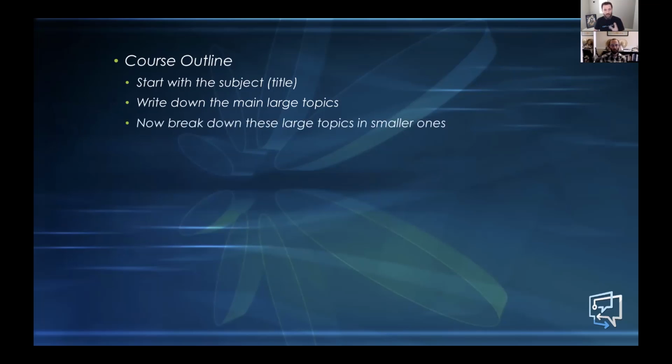So we start obviously with the subject. It could be your title, right? That could end up being the title of your tutorial. And then write down the main large topics, right? These topics usually end up becoming chapters in your tutorial. So again, we're talking about a single tutorial here. If you have a title, then you talk about the large main topics, which become chapters. And then you take these large topics and break them down into smaller ones, and these become the actual videos, right? So what you write at this level is basically the titles of what your videos are going to be named.